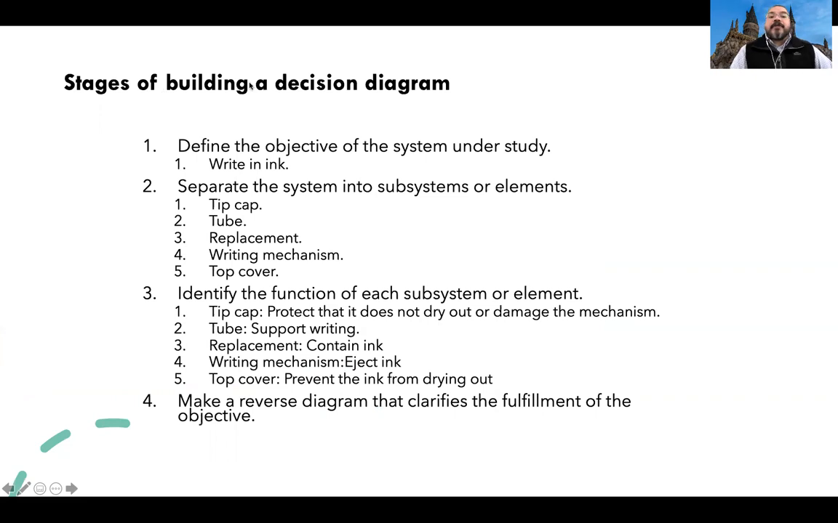These are the stages of building a decision diagram. The first step is to define the objective or goal of the system under study. We have a pen as the system under study, so its main goal is to write with ink. Then we must separate the system into subsystems or elements.